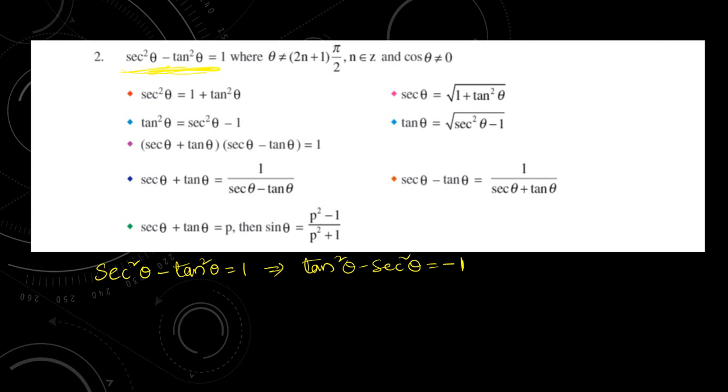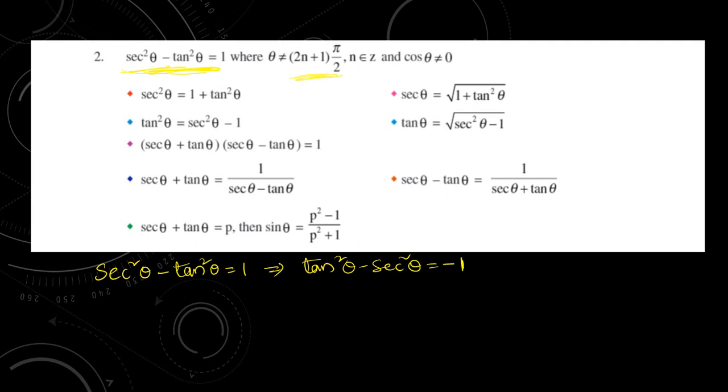Here, since secant is not defined for 90 degrees and tan is also not defined for 90 degrees, that means for odd multiples of 90 degrees it is not defined. Hence, other than odd multiples of 90 degrees, for every angle this particular identity is satisfied.